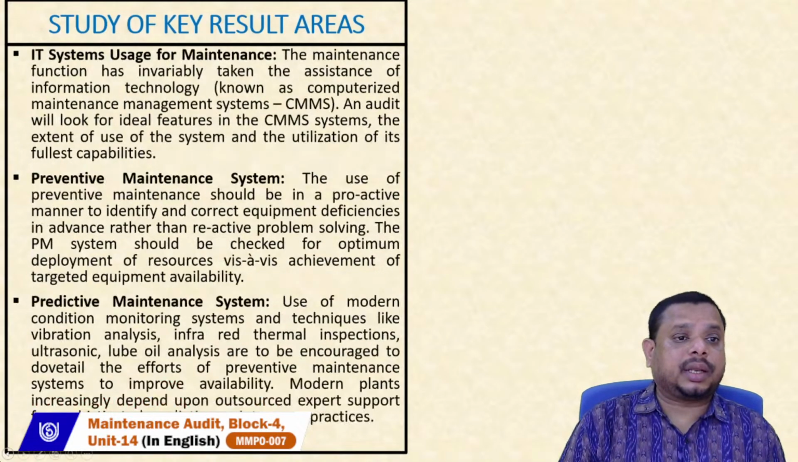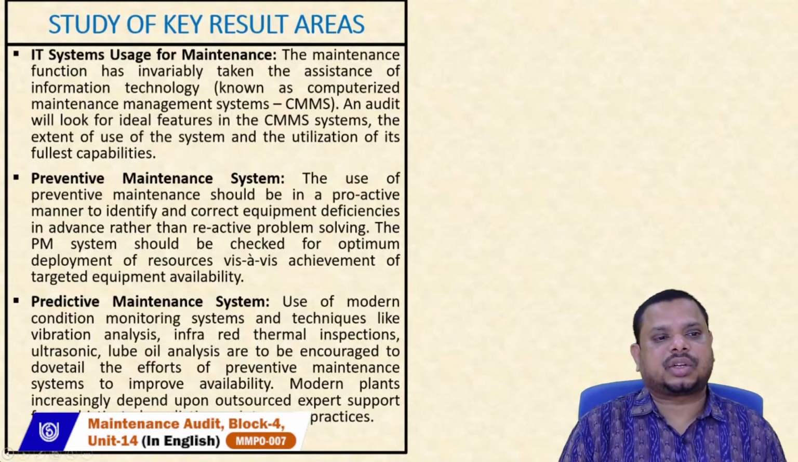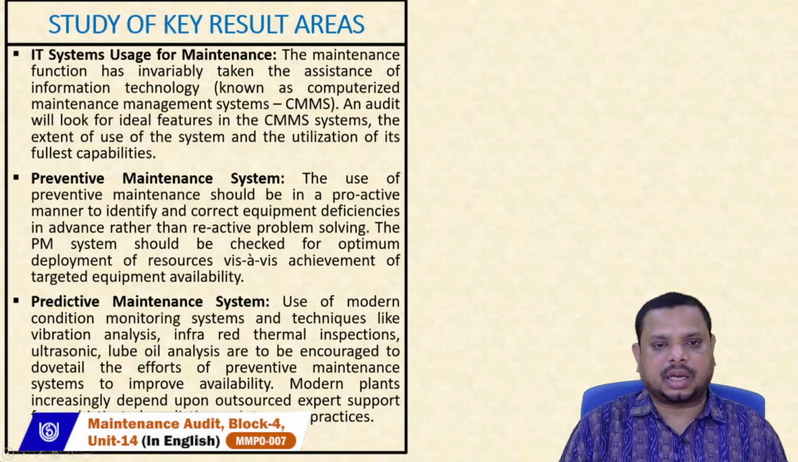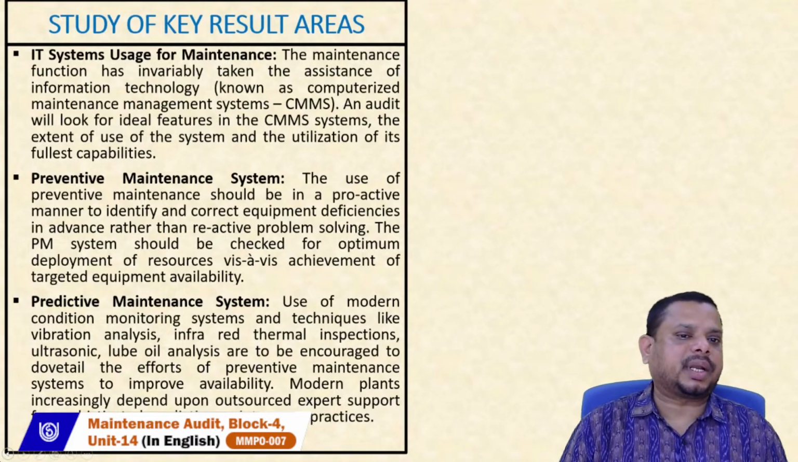Moving to the next one, the IT or information system used for maintenance. Whenever you think about the information technology system used for maintenance, it invariably takes the assistance of information technology. That means a computerized maintenance management system, shortly known as CMMS, should assist maintenance management. So an audit will look for the ideal features of CMMS systems, and the extent of use of the system and utilization of its fullest capabilities should be noted during the maintenance audit.